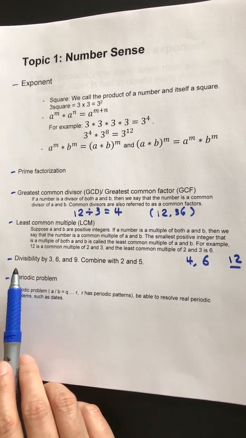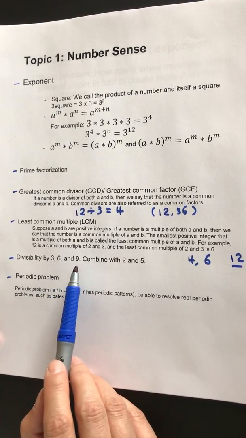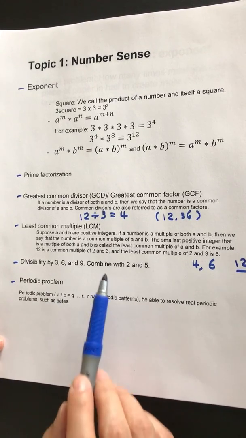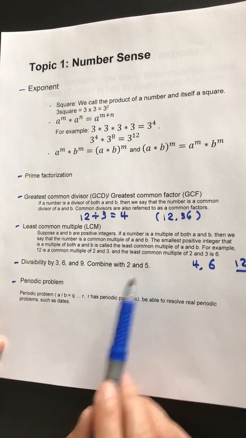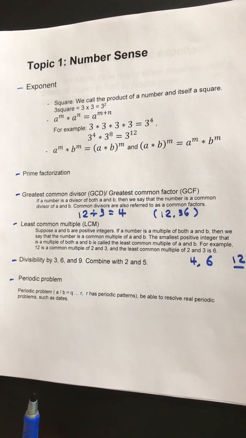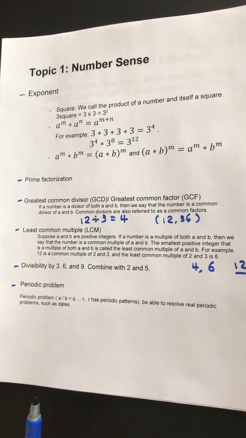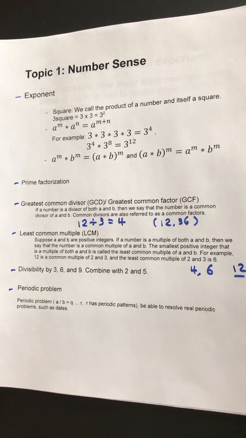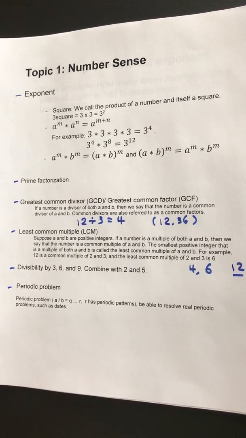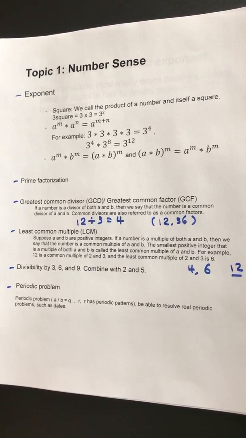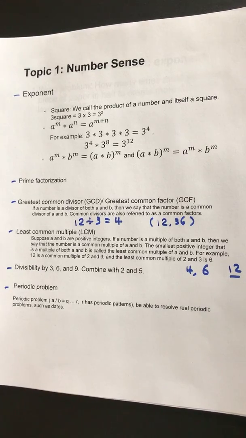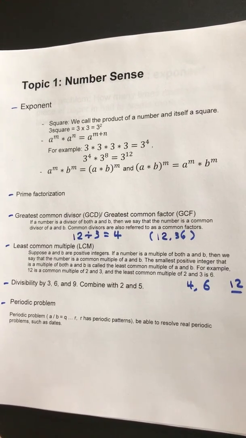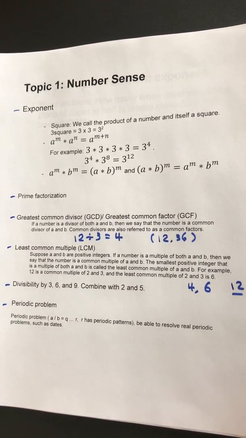Divisibility. Can a number be divided by 3, 6, or 9? Is there a rule that we can use to find out? We also want to combine this with 2 and 5. The last one we'll talk about in number sense is the periodic problem. For example, say January 1, 2018 is a Sunday, and we want to see whether January 1, 2019 is a Sunday or a Monday. That kind of periodic problem.